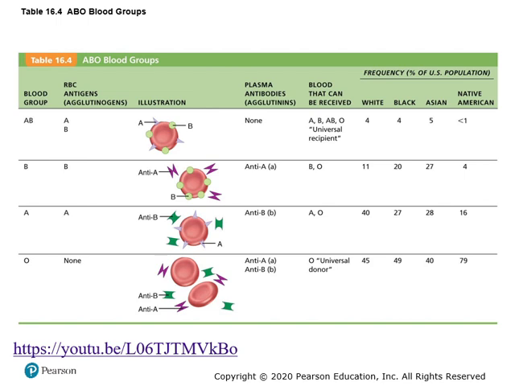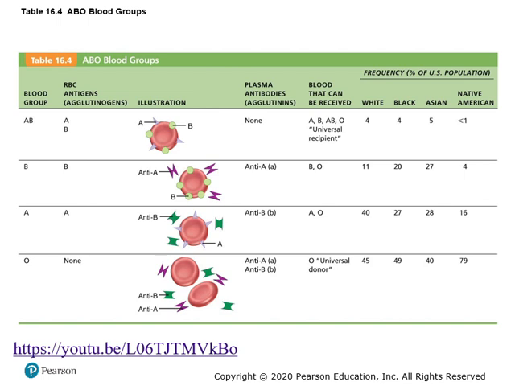Note that you have antibodies in the plasma. Antibodies are not in the cell. Antibodies are not on the surface of the cell. The antibodies are in the blood plasma. And those antibodies are going to be present against the blood types the person doesn't have.